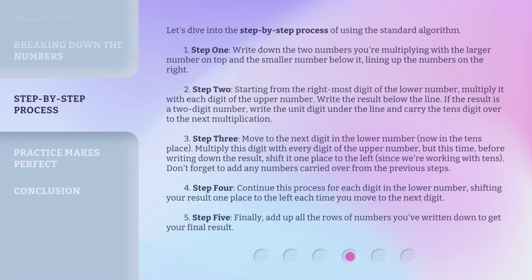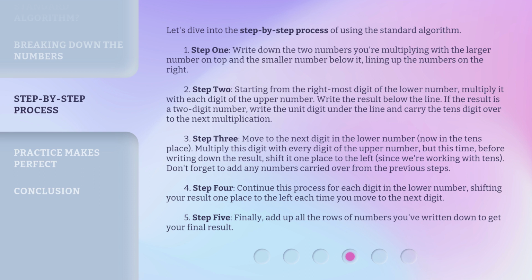Let's dive into the step-by-step process of using the standard algorithm. 1. Step 1. Write down the two numbers you're multiplying with the larger number on top and the smaller number below it, lining up the numbers on the right. 2. Step 2. Starting from the rightmost digit of the lower number, multiply it with each digit of the upper number. Write the result below the line.